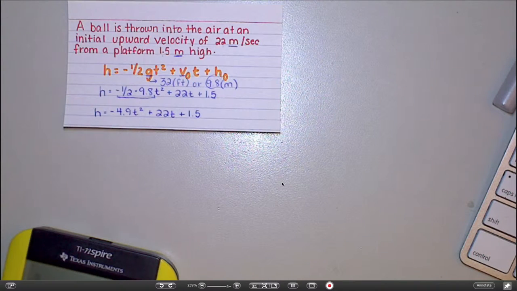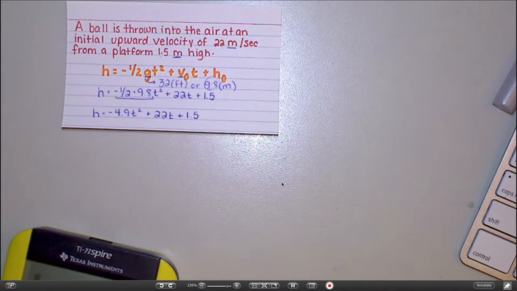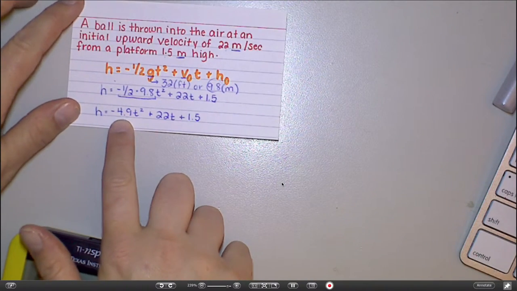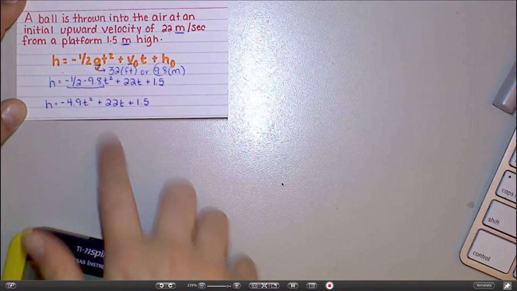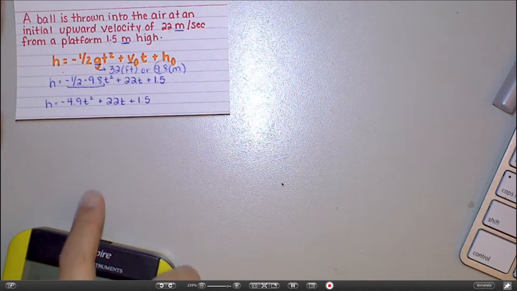So now we're going to focus on, once you've written the equation, so I already have my equation written here. Once you've written the equation, how to get a good graph of it, how to adjust the window as needed. So I've got my equation that I want to enter here. H equals negative 4.9 t squared plus 22t plus 1.5.